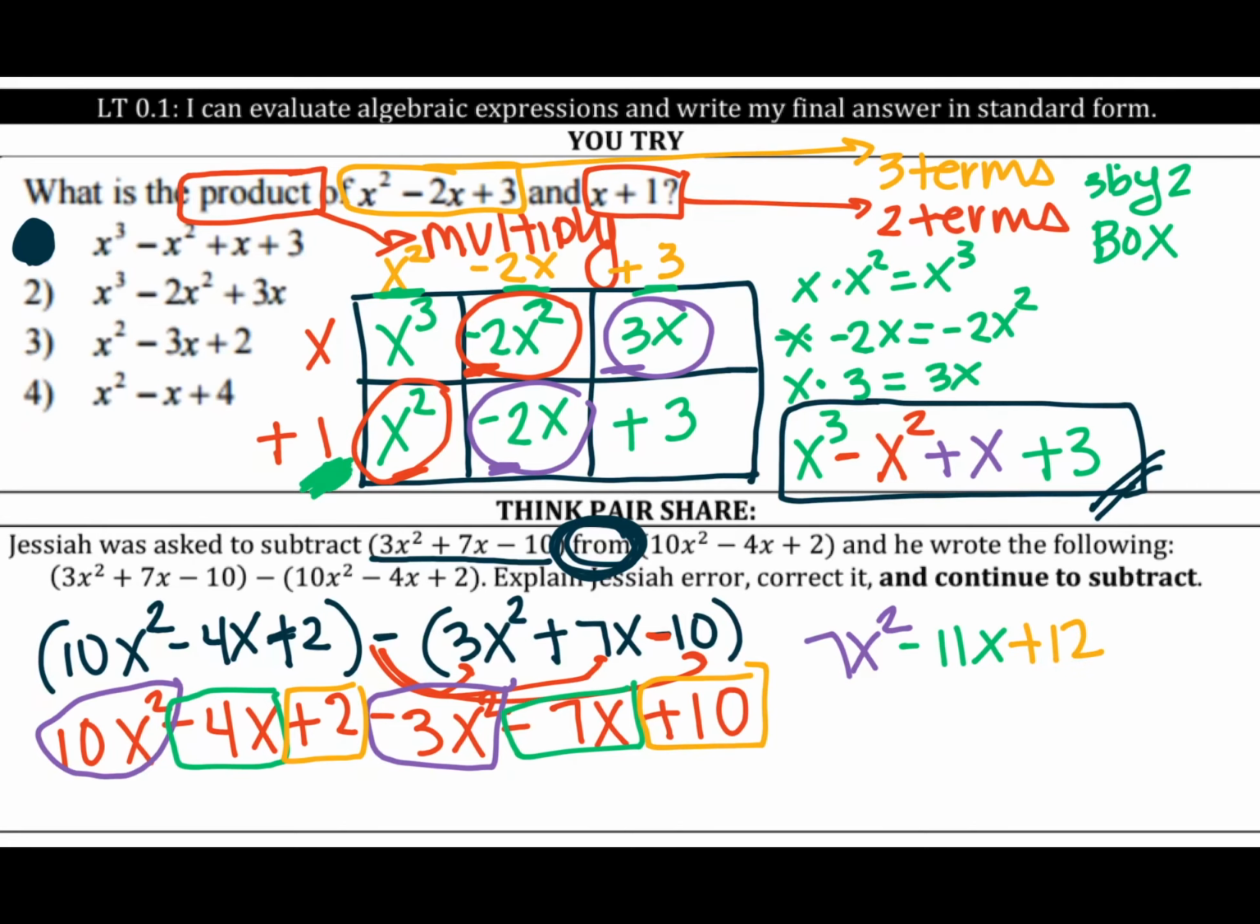Now, are our exponents lined up? Are they lined up from the highest to the least? The answer there is yes. So this will be our final answer.